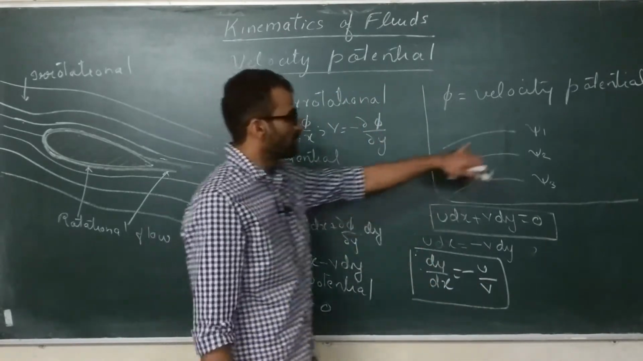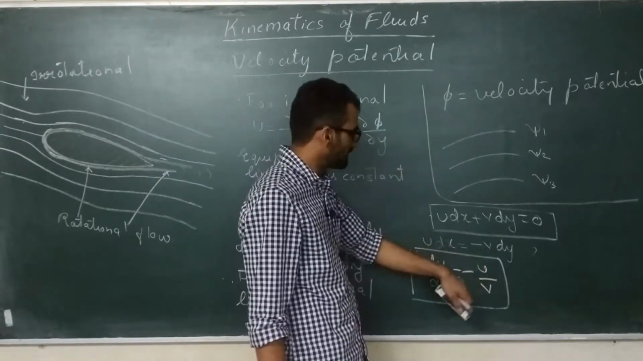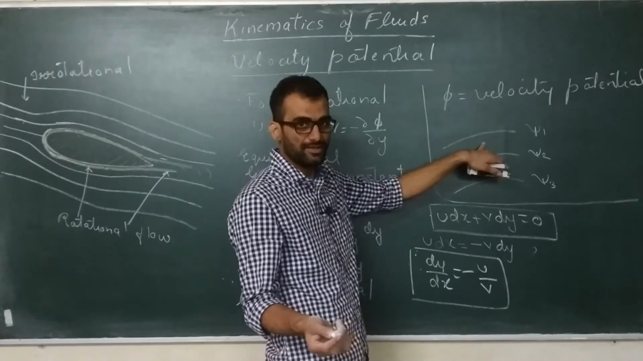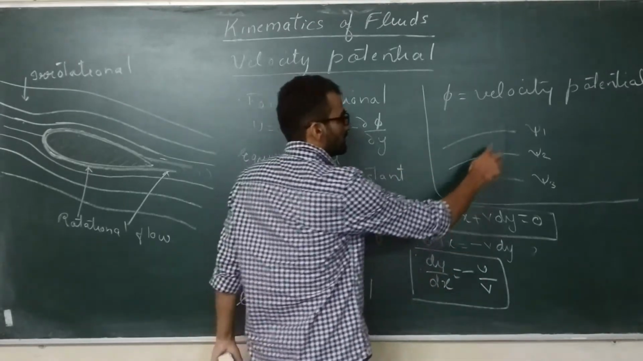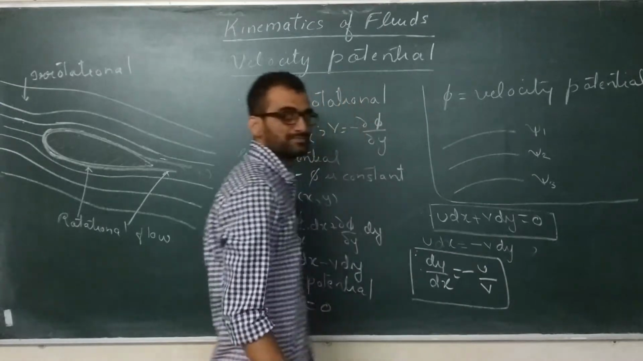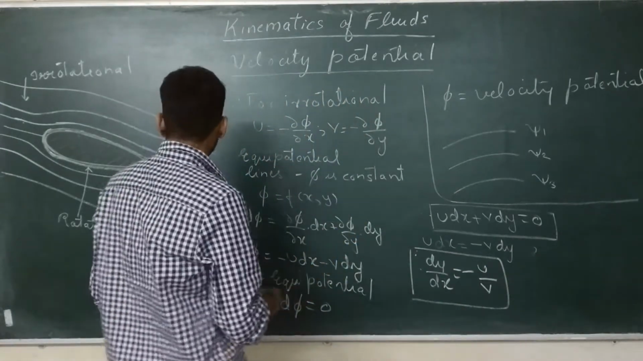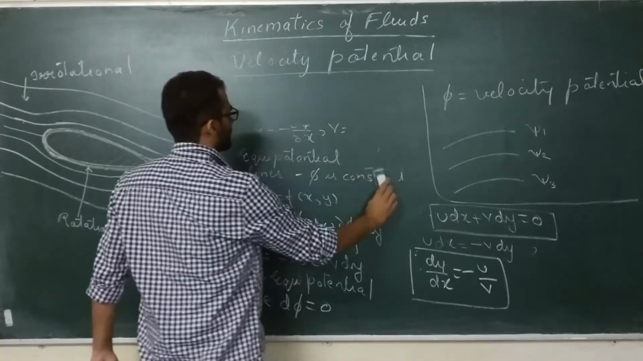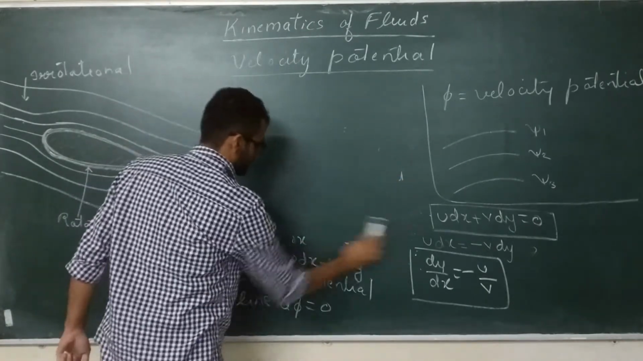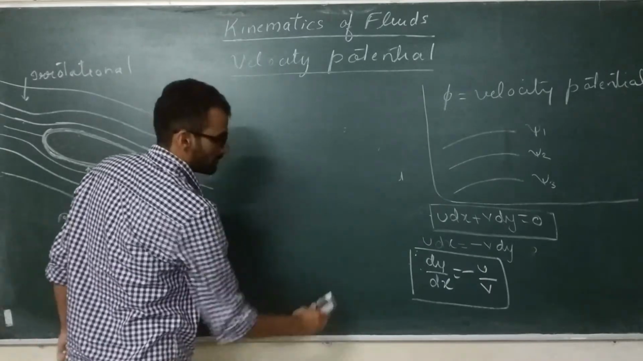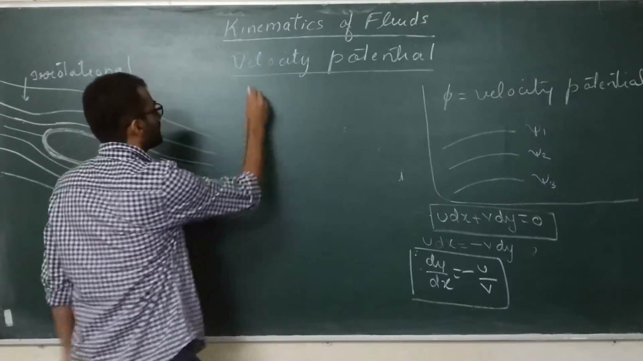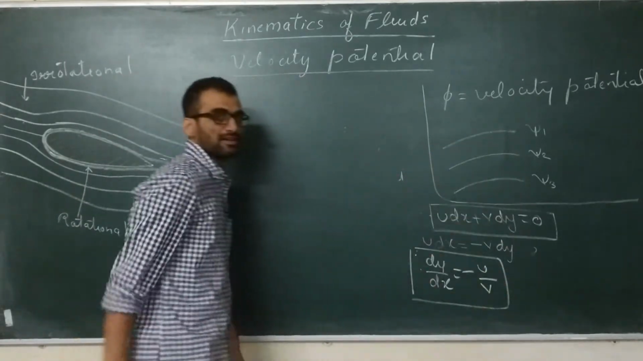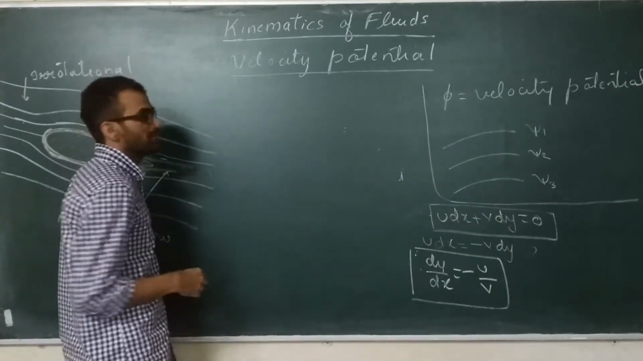Okay. Now what is the slope of this line? By comparing both the slopes, we can find some inference about the equipotential lines. So for streamlines, what is the slope? We'll try to calculate the slope of a streamline. Slope of your streamline. Equation of streamline we saw last time.